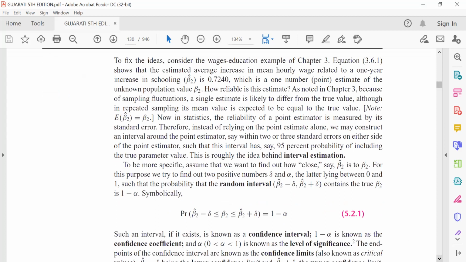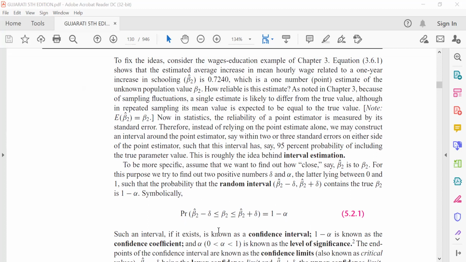To be more specific, assume that we want to find out how close our estimator is to the true value. Here, for example, we try to find two positive numbers, delta and alpha, lying between 0 and 1, such that the probability that the random interval between beta 2 hat minus delta and beta 2 hat plus delta contains the true value is 1 minus alpha. 1 minus alpha means the confidence level is 95%.